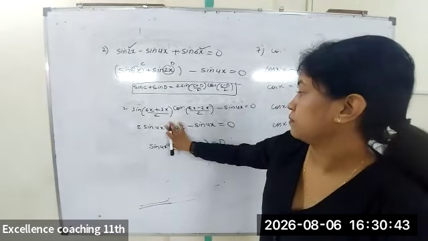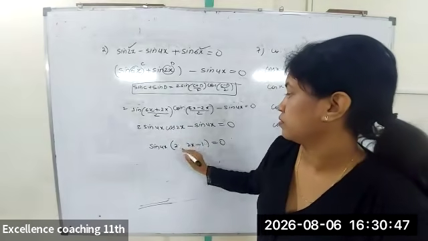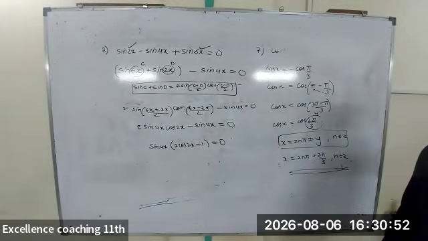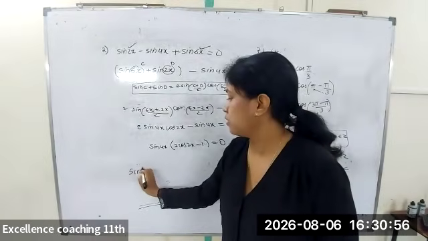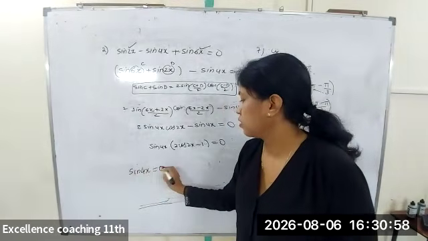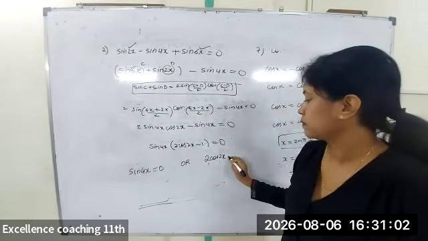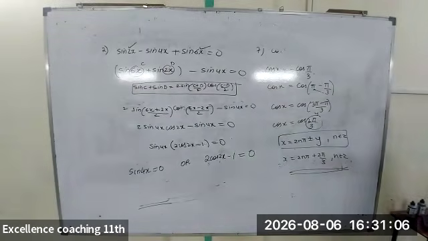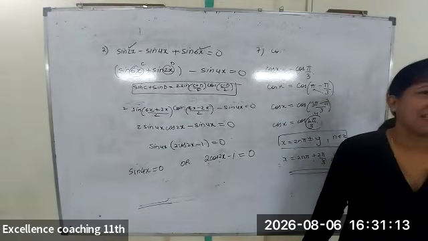Cos, this is not. So done. We are done with the answer. The sine 4x equals to 0, you have to write, or the solution of the other factor.